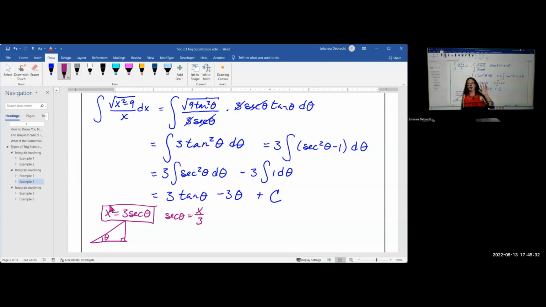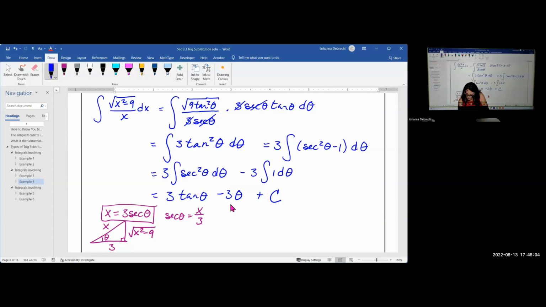Secant is going to be hypotenuse over adjacent. So this becomes x over 3. So this side becomes the square root of x squared minus 9. Now, theta is going to be the arc secant of x over 3, right? Remember, to solve this for theta, you have to take the inverse trig function of both sides. So this gives me the angle whose secant is x over 3 is theta. And that will replace the theta.